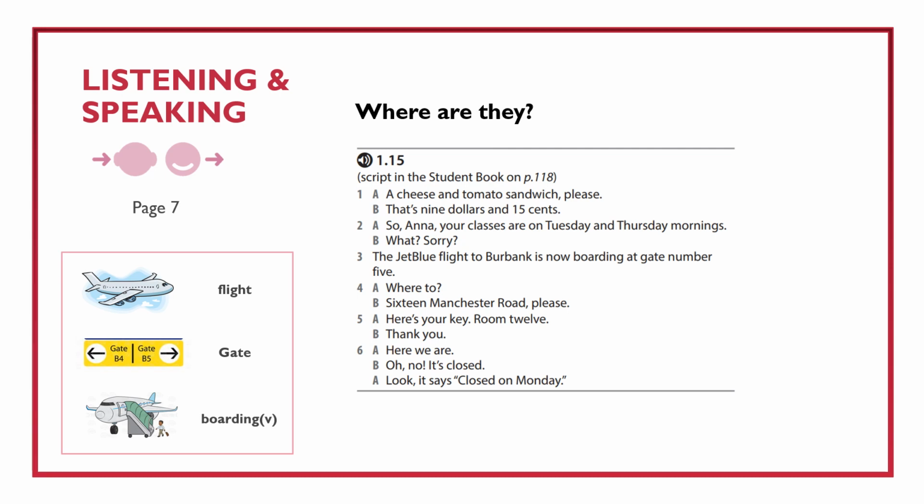Number 4, where to? 16 Manchester Road, please. 16 Manchester Road is an address. So when they're talking about an address, they're in a taxi. This is a conversation between a taxi driver and a passenger. Number 5, here's your key, room 12. Thank you. So they are talking about a key to a room. So that would be in a hotel.